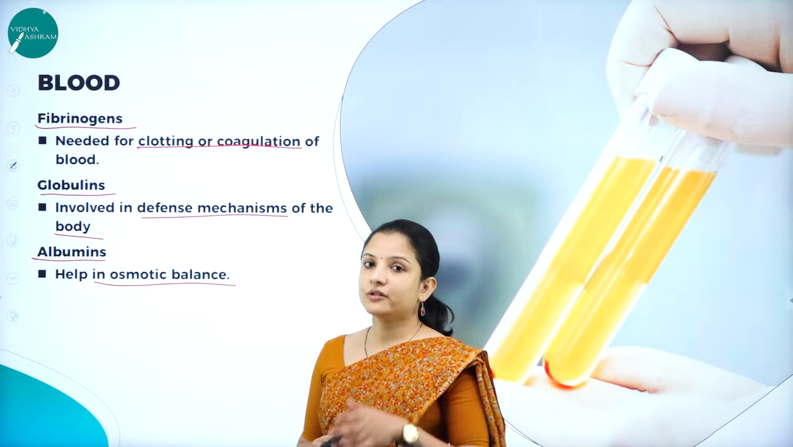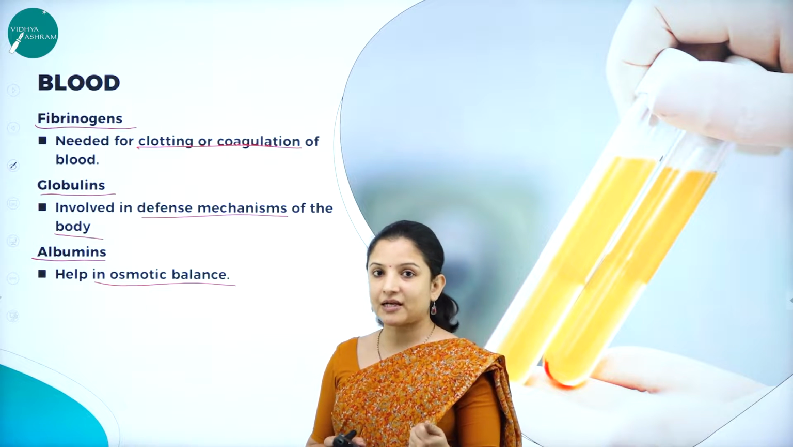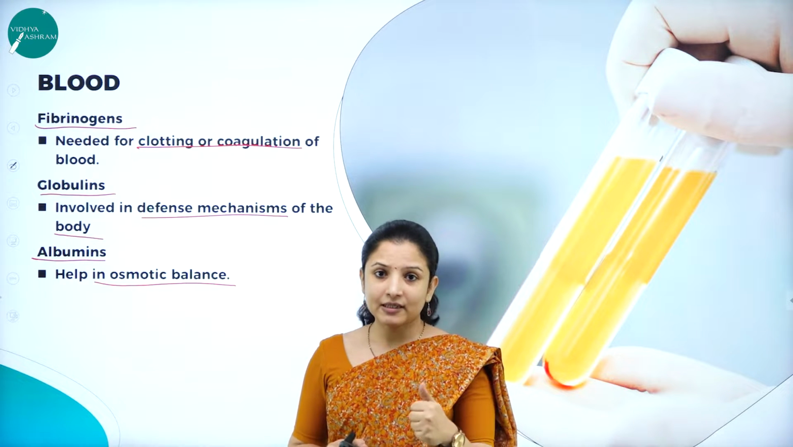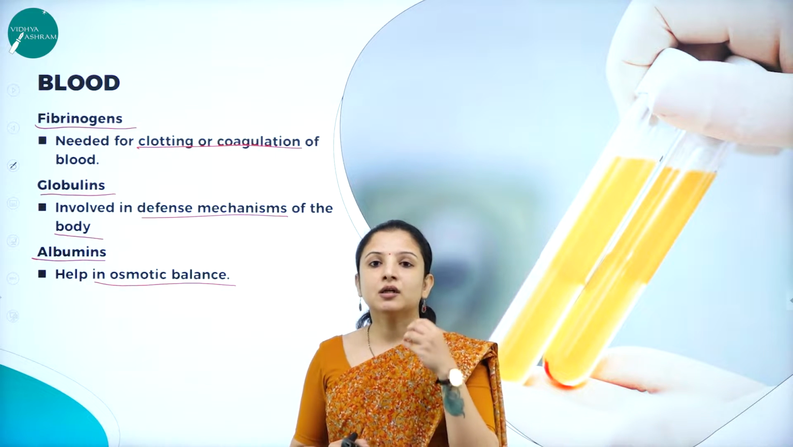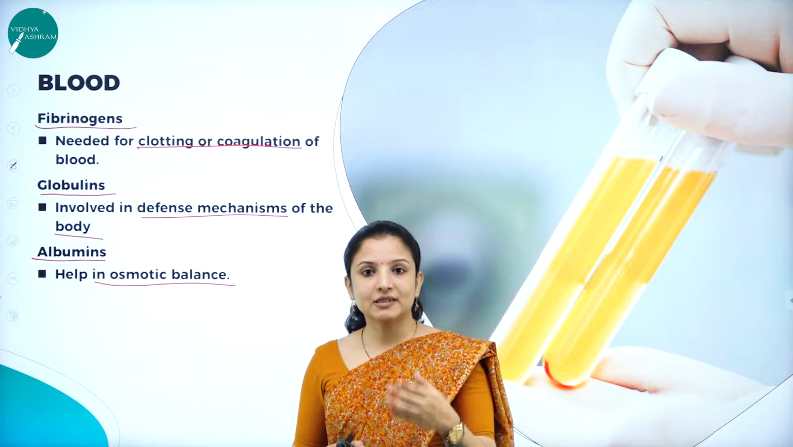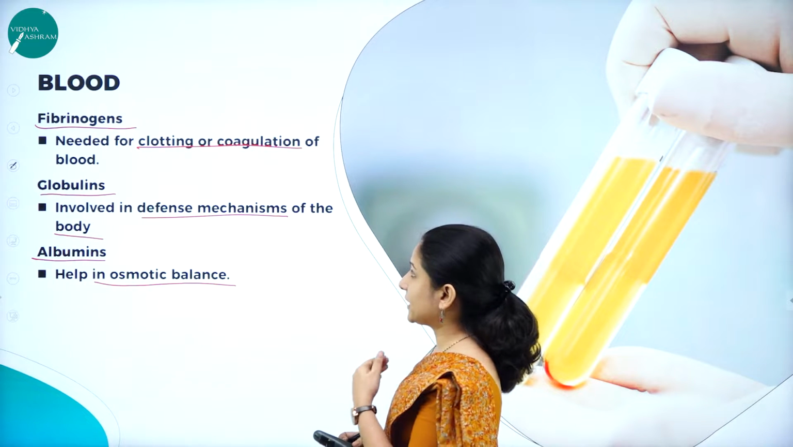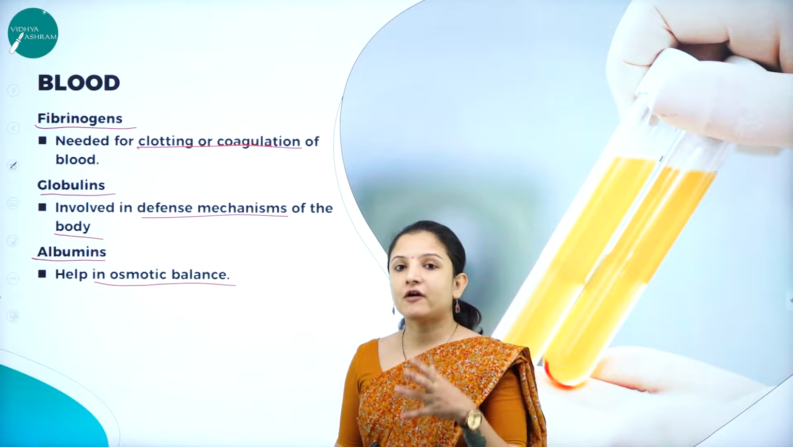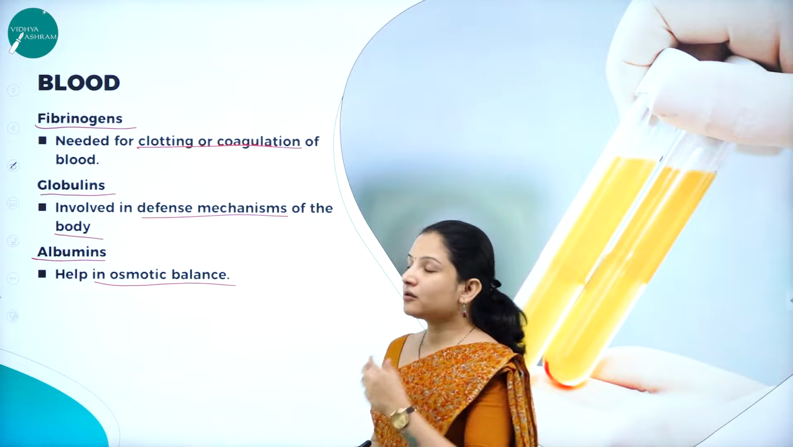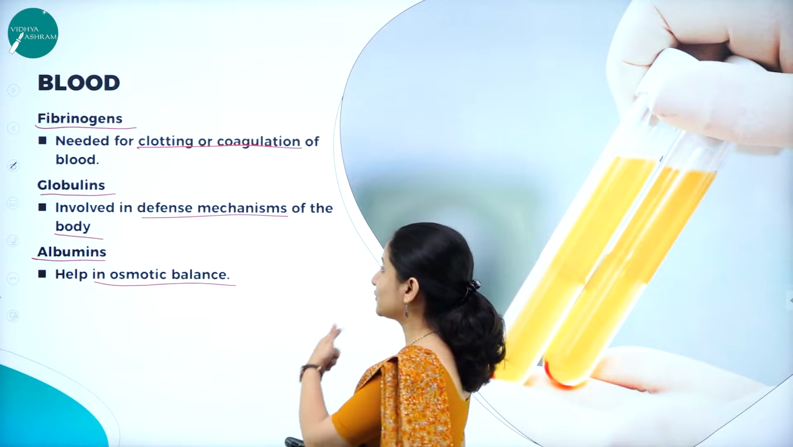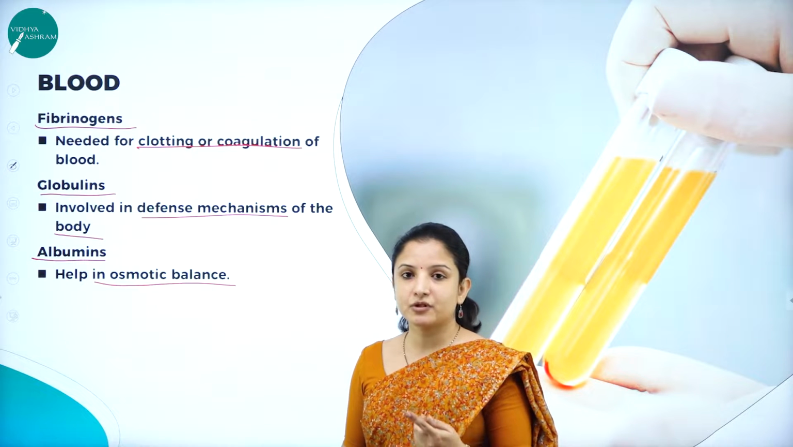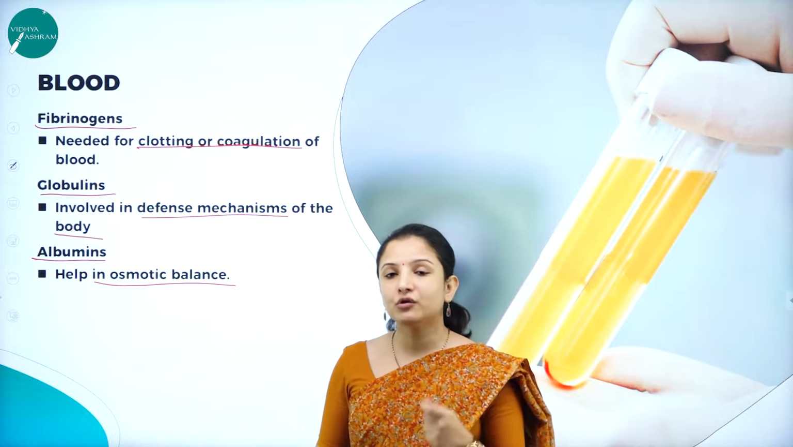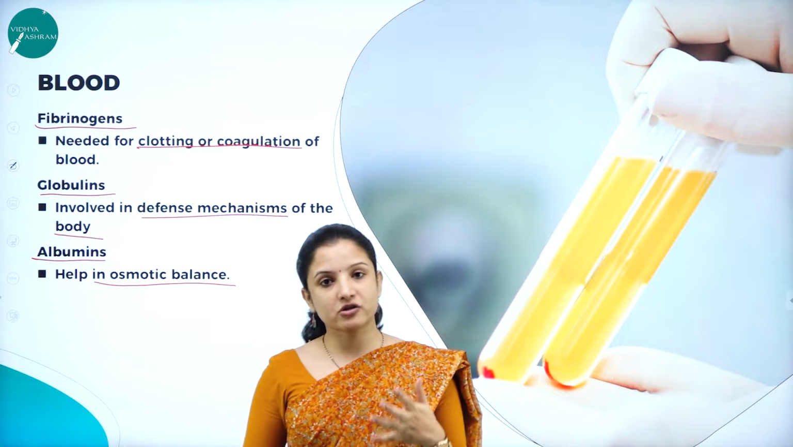So therefore, now we have understood the function of the plasma. It is a somewhat colorless, or straw colored, component or fluid present in the blood, which is made up of different types of proteins such as fibrinogen, globulin and albumin. And the main function of the plasma is to help in clotting or coagulation of the blood, to help in providing defense mechanism to the body during times of wound. And not just that, it also helps in maintaining an osmotic balance in the blood. So this is the function of the plasma.